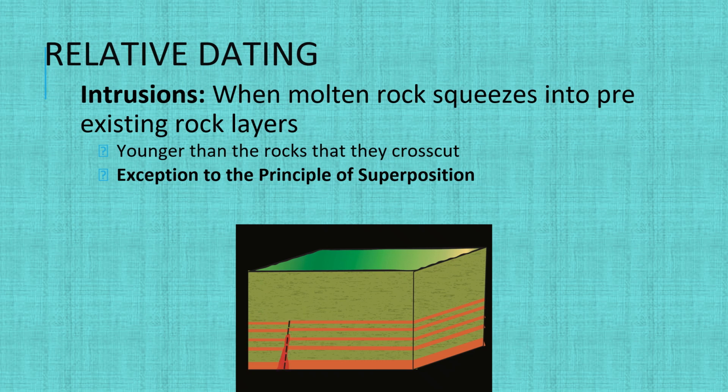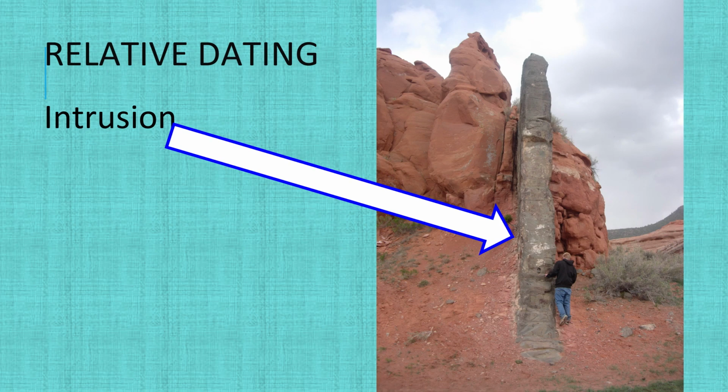Now, you might be asking, well, how do I know that this is an intrusion and not a layer that was deposited in that sequence? And the answer is you're going to be looking for contact metamorphism. We're going to talk about that in a couple more slides. Right, this is an example of an igneous intrusion right here.